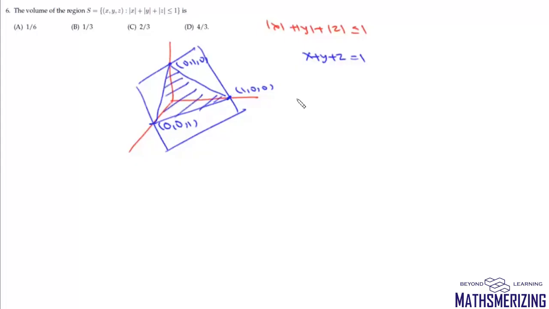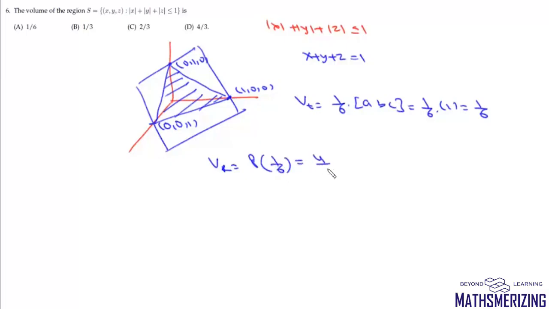So we know that volume of this tetrahedron will be 1 by 6 and then box product ABC. So it is 1 by 6 and each of these side lengths are 1, 1 and 1. So it will be simply 1. So volume in one octant is 1 by 6. So volume of this entire region will be 8 into 1 by 6 and that will be simply 4 by 3 and that's your option number D.